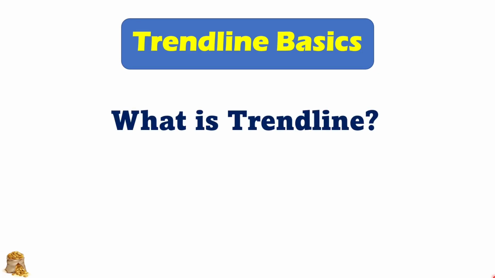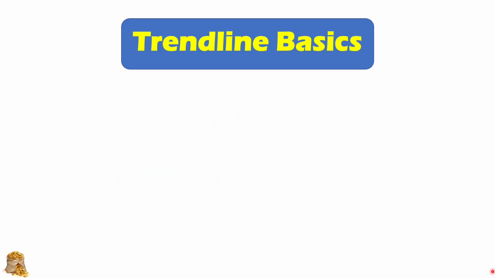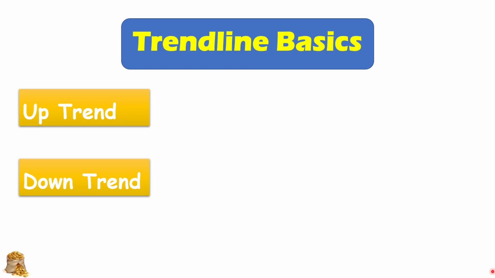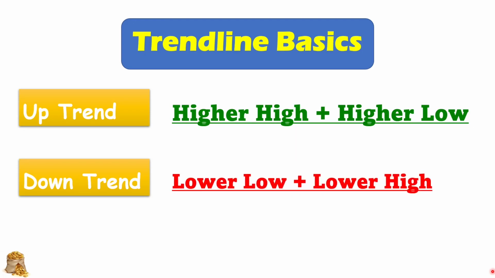What is a Trendline? To answer this question, we have to answer another question first. What is a trend? As we all know, there are two types of trends, the uptrend and the downtrend. The definition for uptrend is to have higher highs and higher lows. And the definition for downtrend is to have lower lows and lower highs. The concepts are very simple. However, they are very easily ignored in real day trading.